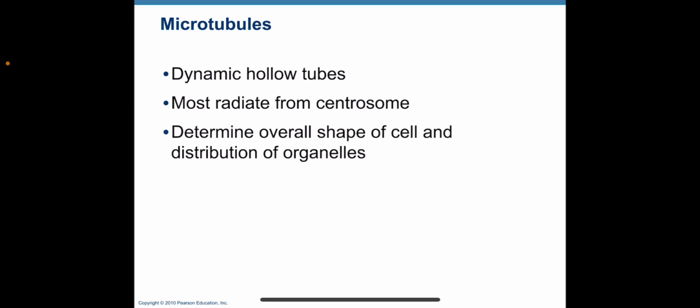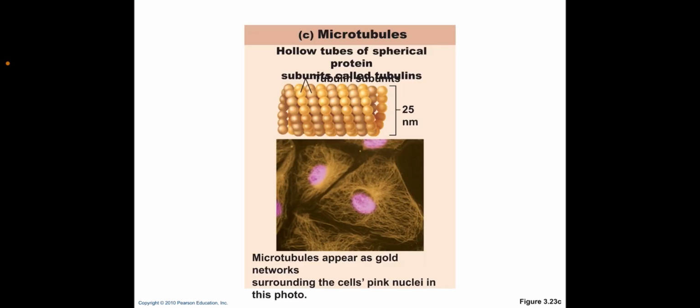And then microtubules are hollow tubes. Most radiate from centrosomes, and they determine the overall shape of the cell and the distribution of organelles. So this is what's going to hold all of the organelles together and maintain most of the shape of the cell as well. So you can see them here in yellow. They're hollow tubes of a spherical protein called tubulin. So you can remember microtubules have tubulin in them. They appear gold, and they have that network surrounding the cell's pink nucleus in this photo.